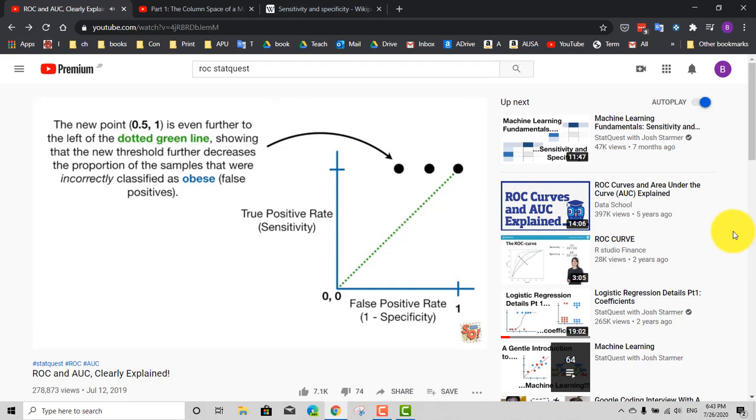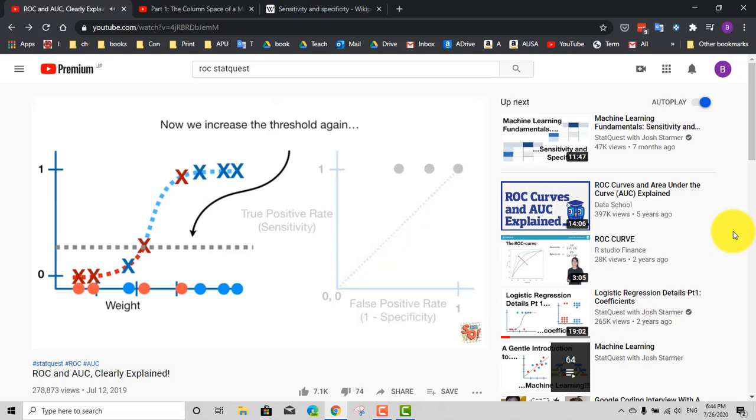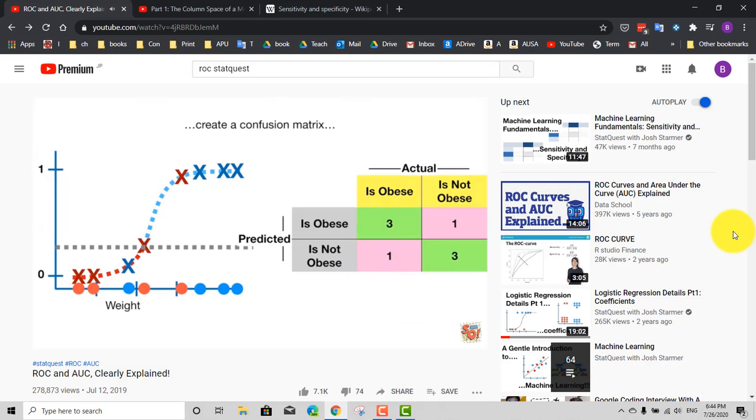The new point is even further to the left of the dotted green line, showing that the new threshold further decreases the proportion of samples that were incorrectly classified as obese. In other words, the new threshold is the best one so far. Now we increase the threshold again.